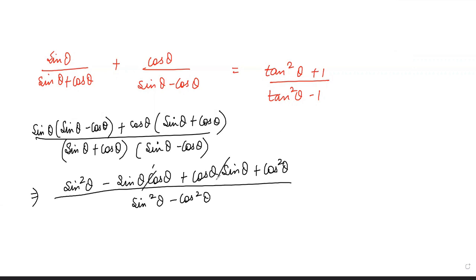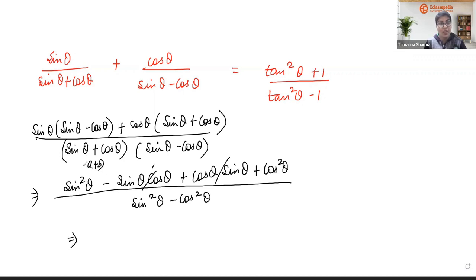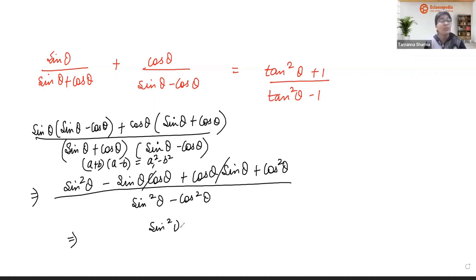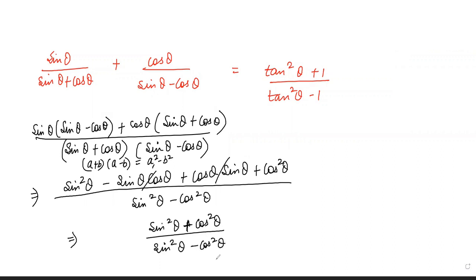Yeah, so I got it wrong on the paper. Yes, you did this step wrong, because you can see it's a plus b and a minus b. So you can write a square minus b square. So you get sine square theta plus cos square theta divided by sine square theta minus cos square theta. Right, but you have to prove tangent square plus one.